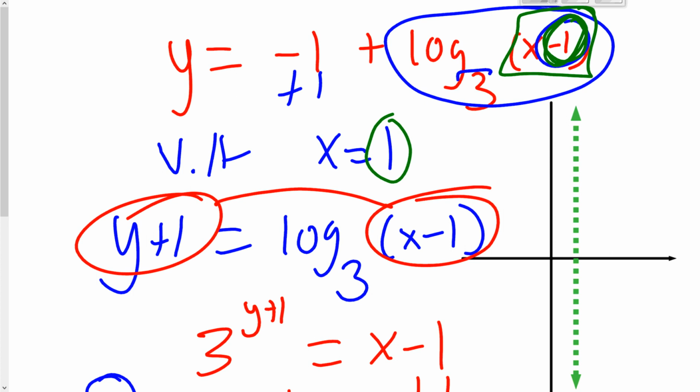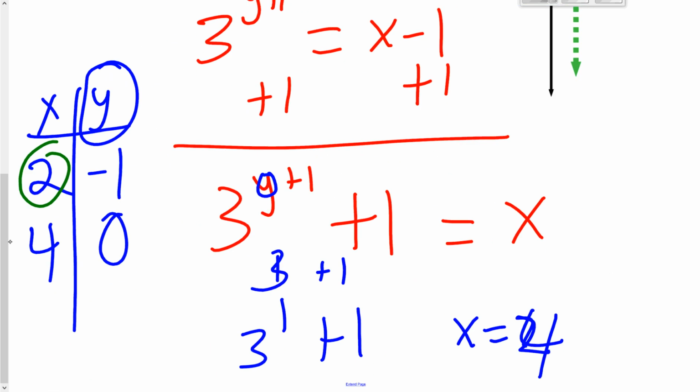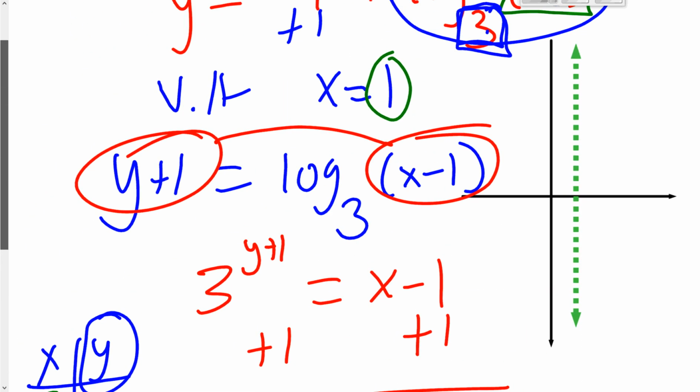Well, look at my base. Isn't that 3? What's 3 plus my h? Isn't that 4? And this is my a, so a plus h. And look, I got those simple points that I can graph. So (2, -1) and (4, 0).